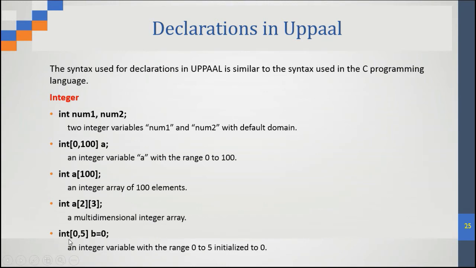Then we also declare a variable b, but this variable has a range from 0 to 5, and the initial value here is 0. So here are the different types of declarations for the type integer.